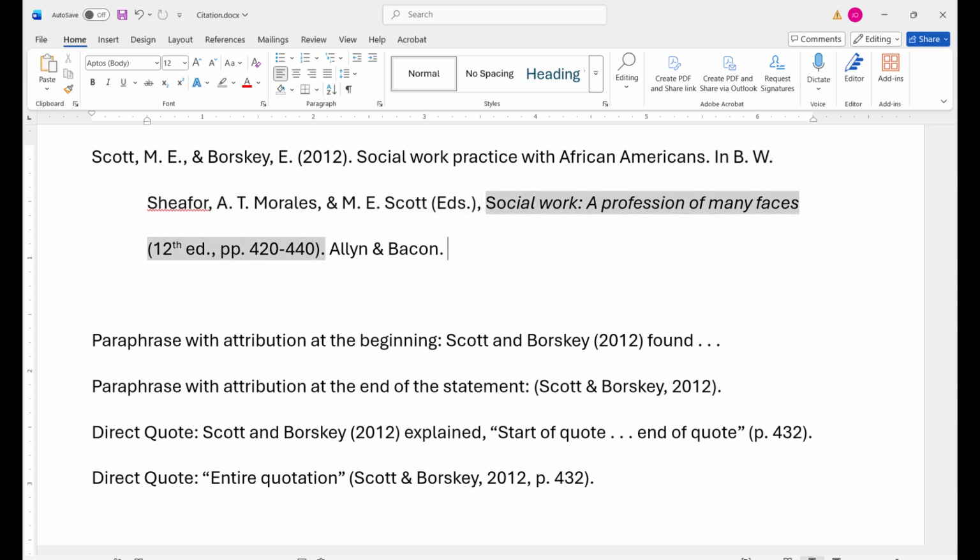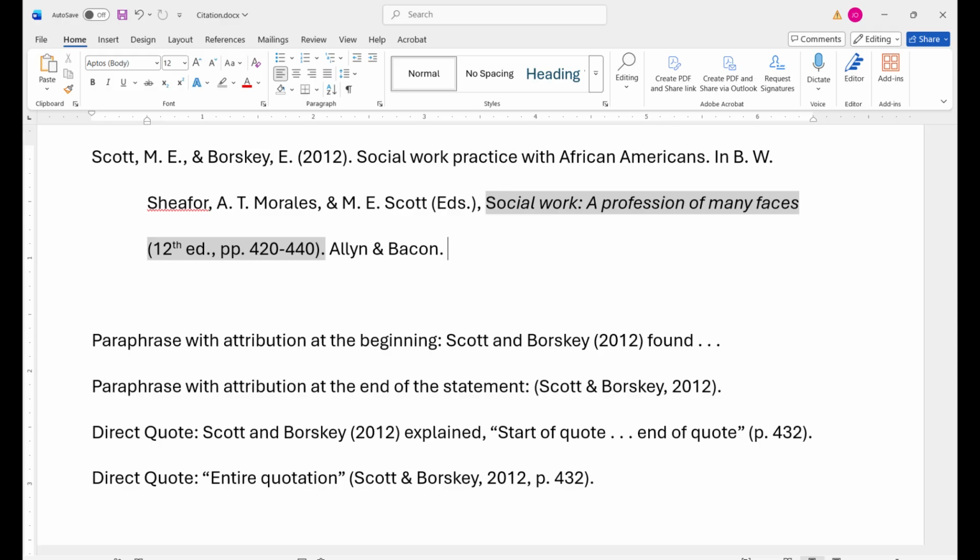This is followed by the title of the book. Only capitalize the first letter of the first word, all proper nouns, any acronyms, and the first letter of the word following a colon. The book title is italicized. No period follows the title. However, there is a space, then an opening parenthesis.